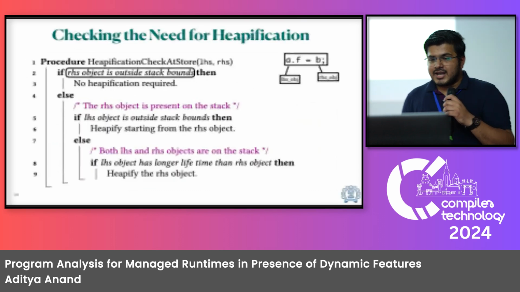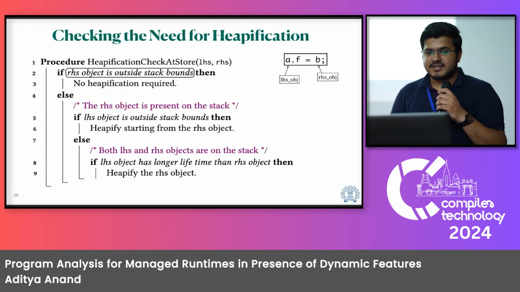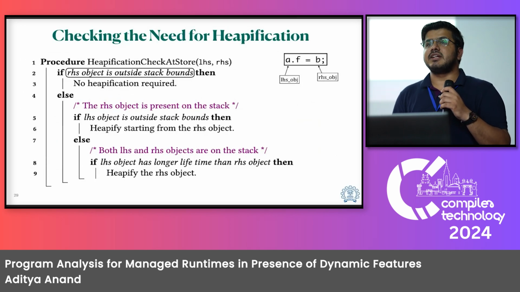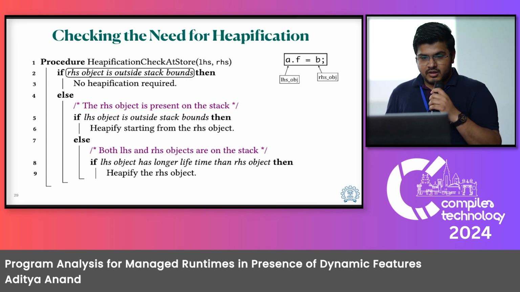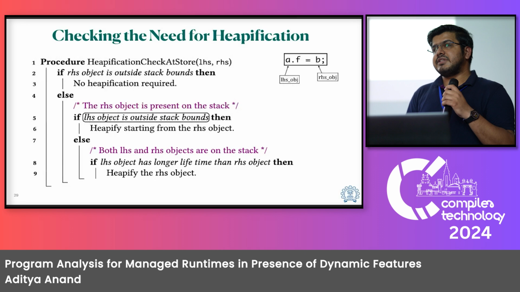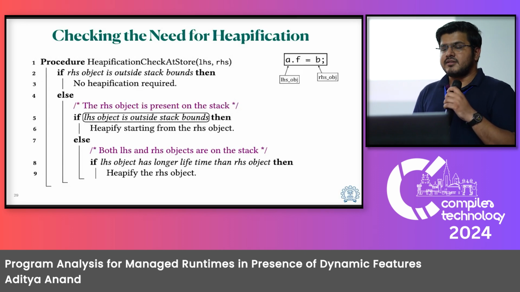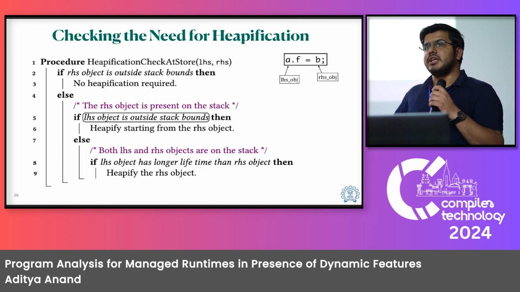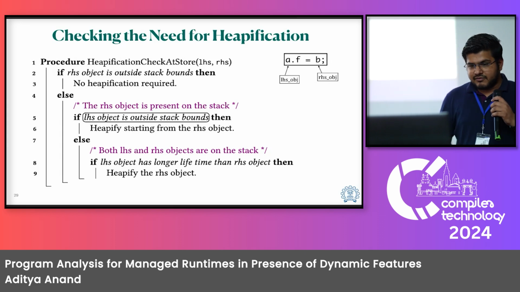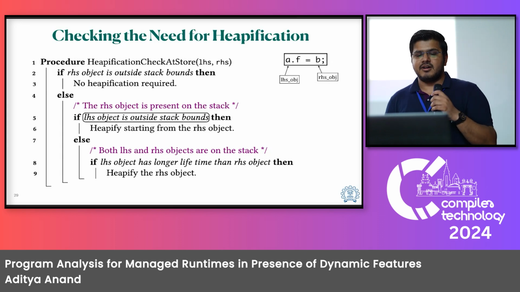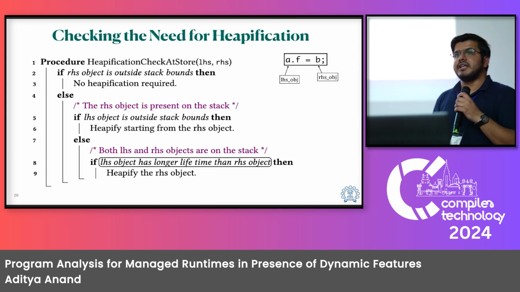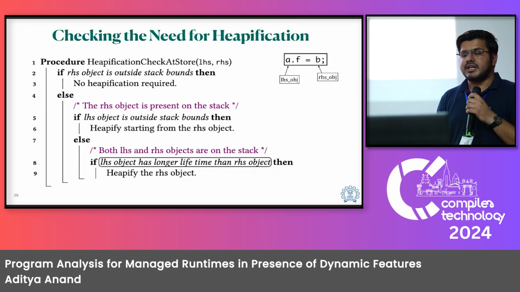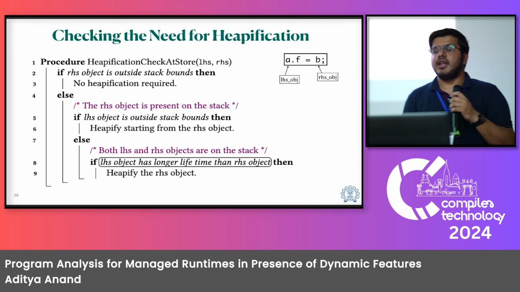So for the RHS, the first thing we check is whether the RHS object is outside the stack bound. If it is outside the stack bound, we don't need to heapify. Then the next thing we check is whether the LHS object is outside this stack bound. That means it's on the heap and we need to heapify. If we reach this third check, which means that both the objects are on the stack frame, then the only check we do is whether the LHS object has a longer lifetime than the RHS object.